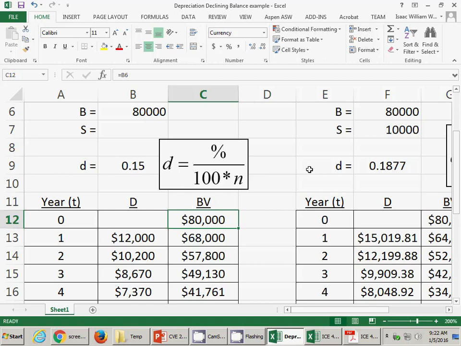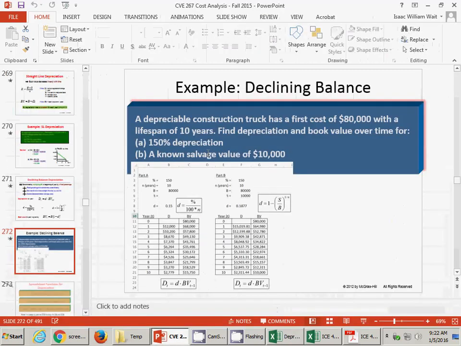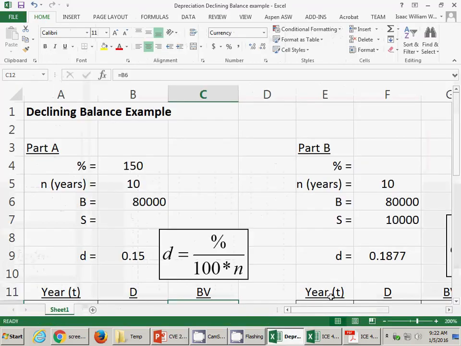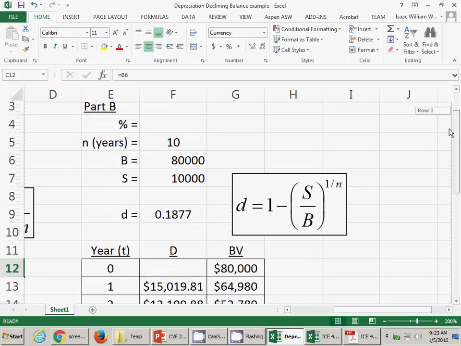A similar approach is used in part B. In part B, it's saying, what if we have a known salvage value of 10,000? So for this one, we have to calculate the implied depreciation fraction with this formula. And so S is 10,000, B is 80,000, and N is 10. So it's that formula that leads to D being 0.1877. And then it's the same approach from here.